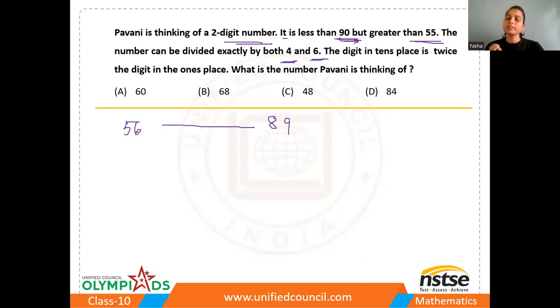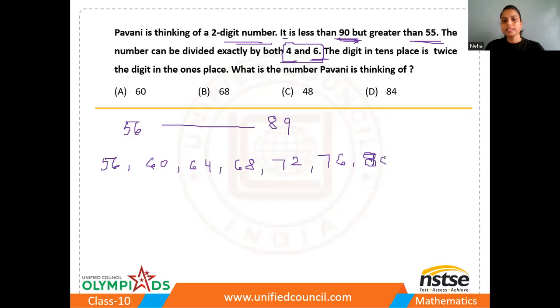First of all, the number is an even number, and the number is divisible by 4 and 6. So which numbers come in the table of 4? First of all, 56 is divisible by 4, right? Then just add 4 each time and you will get all the answers: 56, 60, 64, 68, 72, 76, 80, 84, and 88. So all these numbers come in the table of 4.